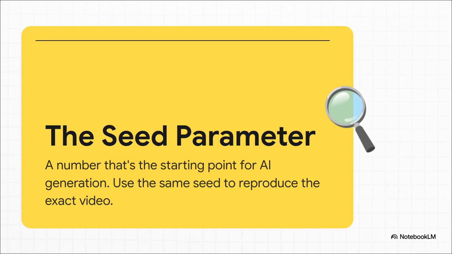Okay, this next one is a total game changer for consistency. It's called the seed parameter. Think of it as a unique ID for your creation. If you use the same seed number, you will get the exact same video back. This is absolutely crucial when you're trying to tweak an idea or create a series of shots that feel connected.